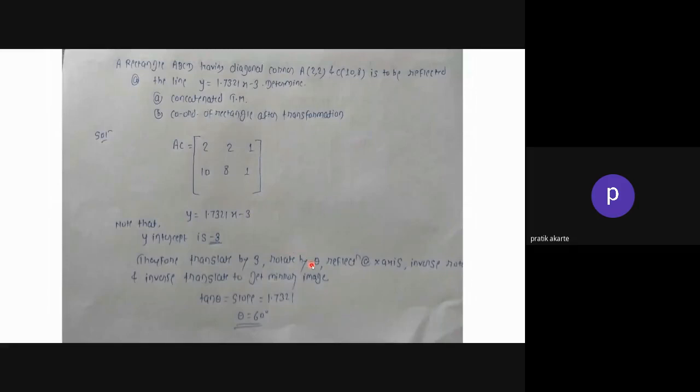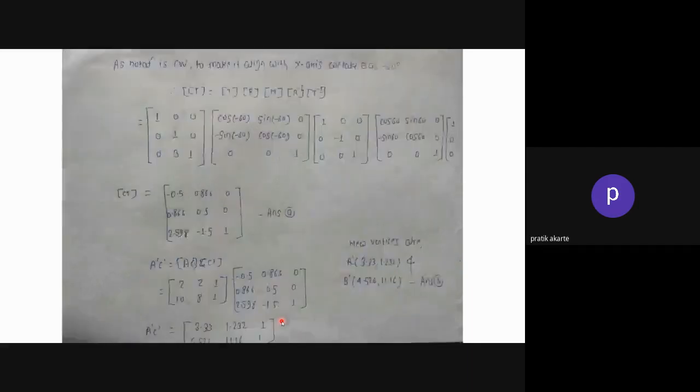You have to rotate by minus theta, reflect about the x-axis, and then apply inverse rotation and inverse translation to get the mirror image. Now tan theta is the slope, 1.7321, so theta is found to be 60 degrees. Here I have found it directly: theta is equal to minus tan inverse of m. As the rotation is clockwise to align with the x-axis, we take theta as minus 60 degrees, with reference to problem number 1, step number 1.